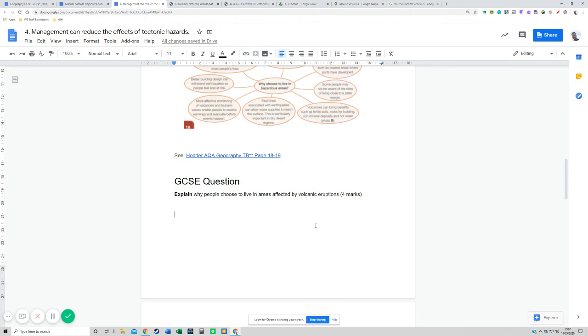And as I say, the people who don't do as well are the ones which don't quite explain it. They just say there's lots of benefits in the area, but don't really explain how those benefits cause people to choose to live there. And that's the difference.